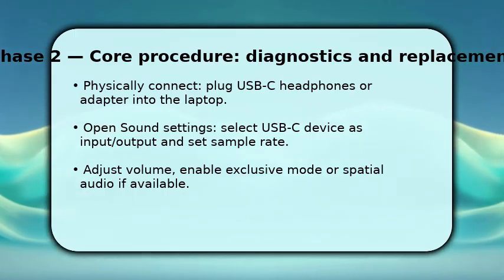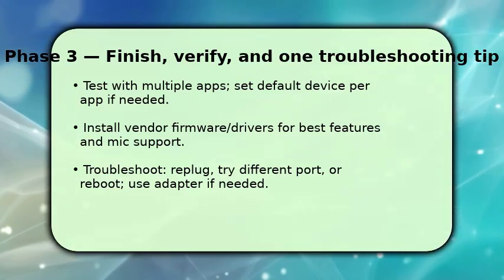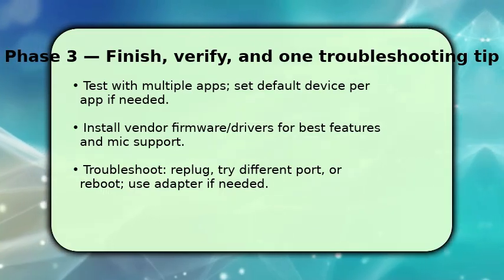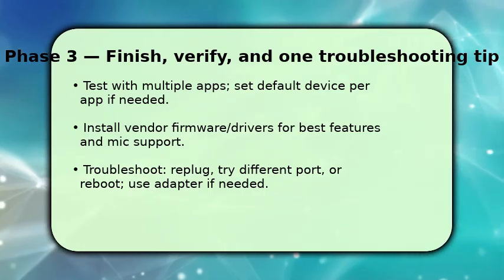Finish by testing across apps. Play media, make a call, and verify mic input. Then set the default device per app when necessary so audio apps use the USB-C output. If available, install vendor firmware or drivers to unlock advanced features and improved mic performance.